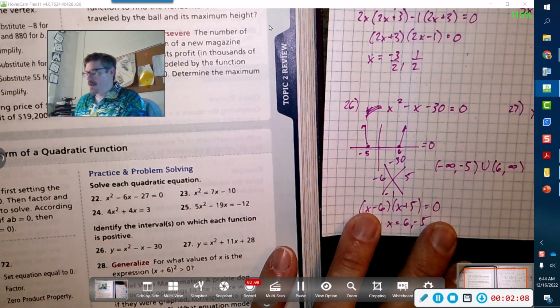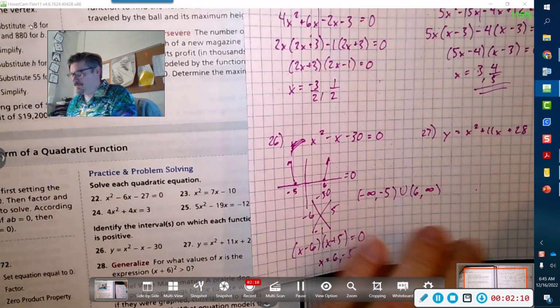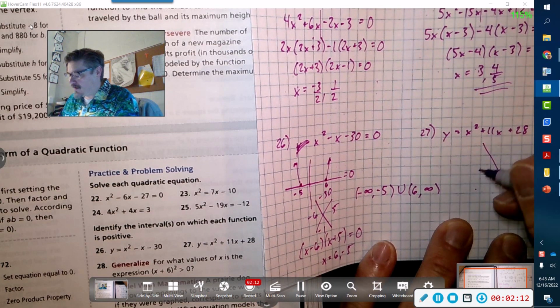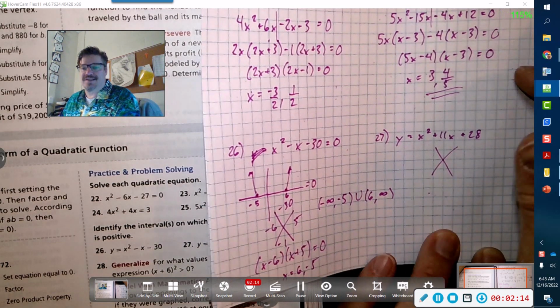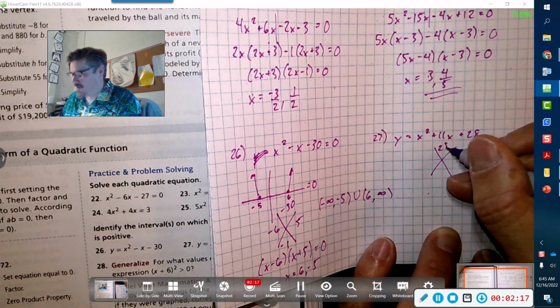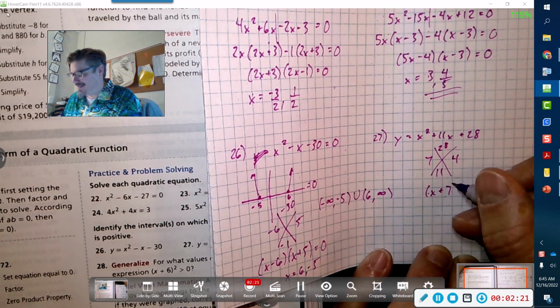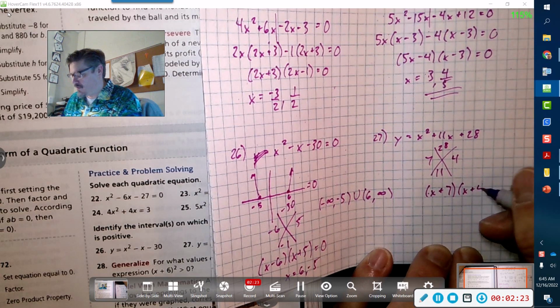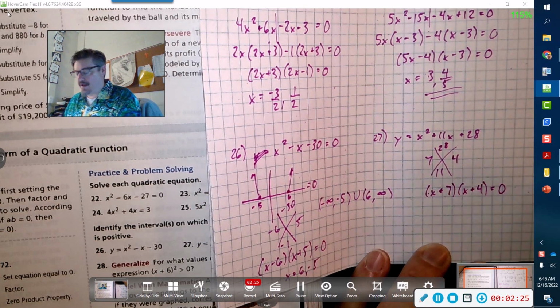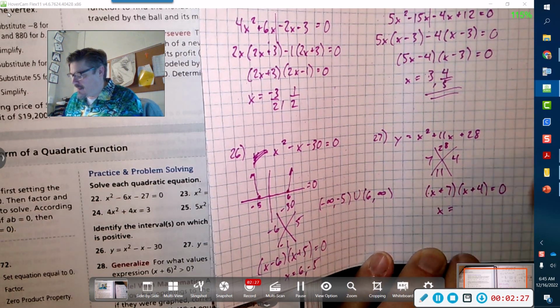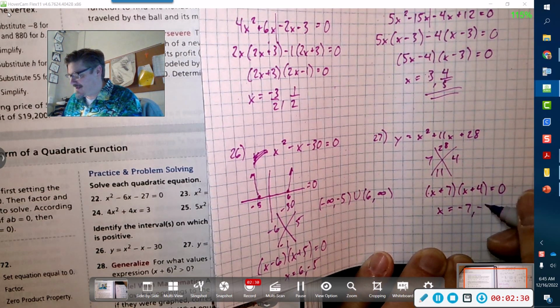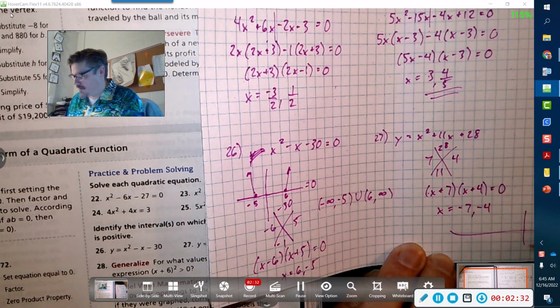Same thing here. Again, we're going to set it equal to 0 in our head, and we need 28 that adds up to 11. That's 7 and 4. So we have (x plus 7)(x plus 4) equals 0. That tells us that it hits the x-axis at negative 7 and negative 4, so it would look something like this.